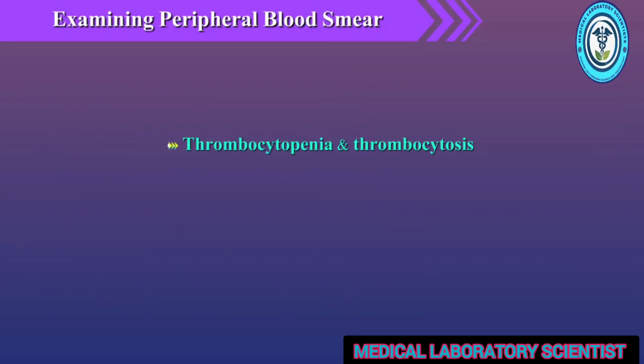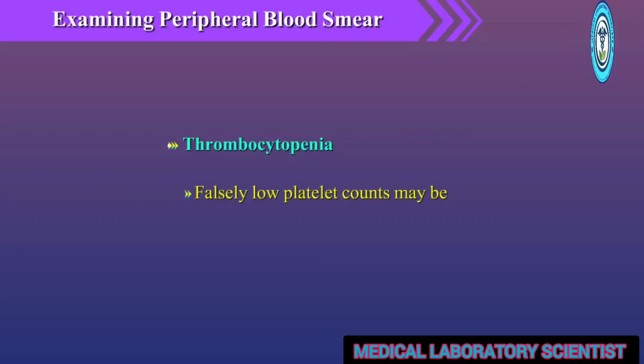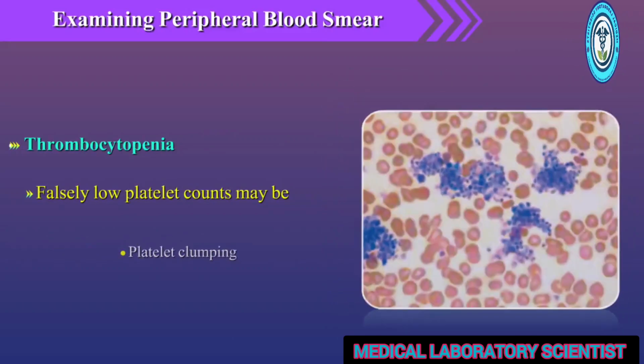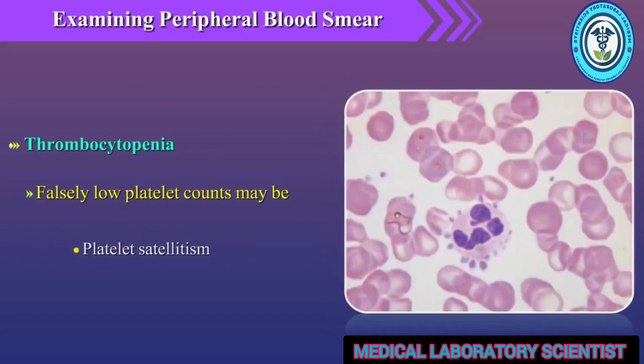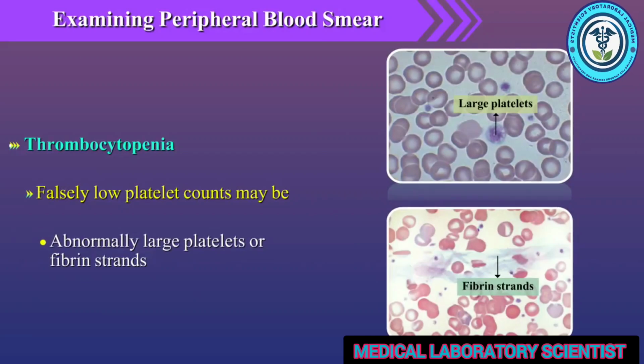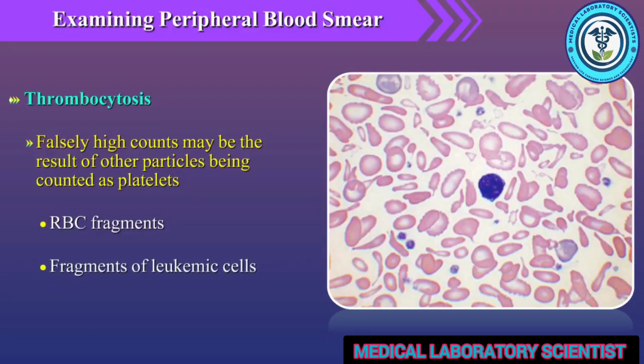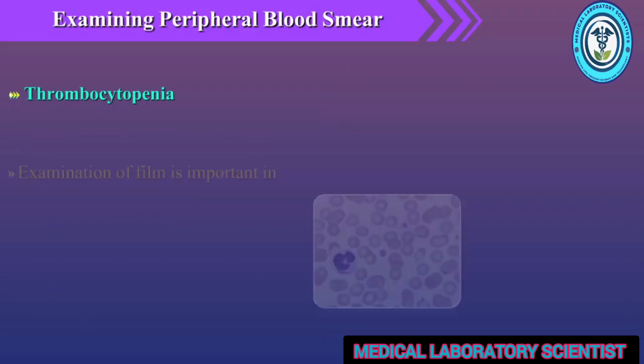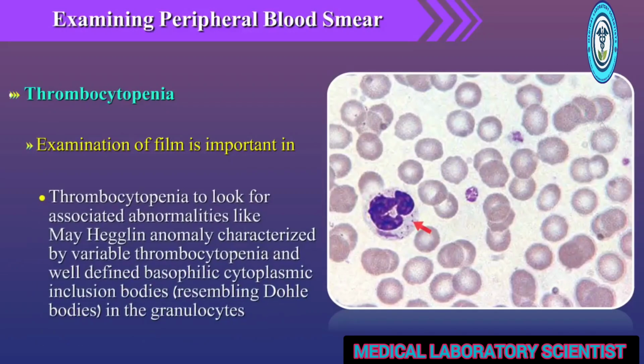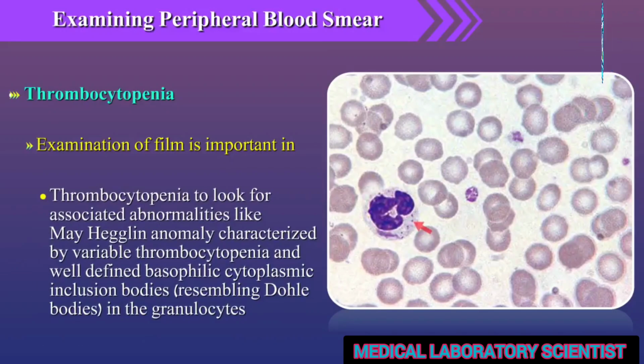Thrombocytopenia and thrombocytosis. Falsely low platelet counts may be the result of small clots, platelet clumping, platelet satellitism, abnormally large platelets, or fibrin strands. Falsely high platelet counts may be the result of other particles like RBC fragments, fragments of leukemic cells, or fungi being counted as platelets.